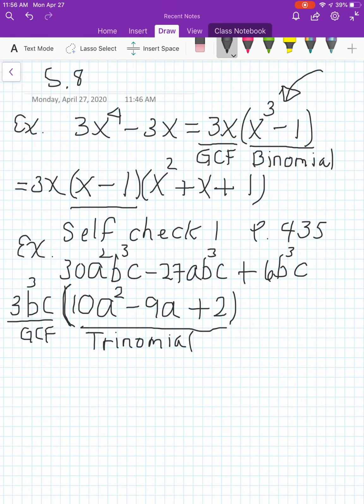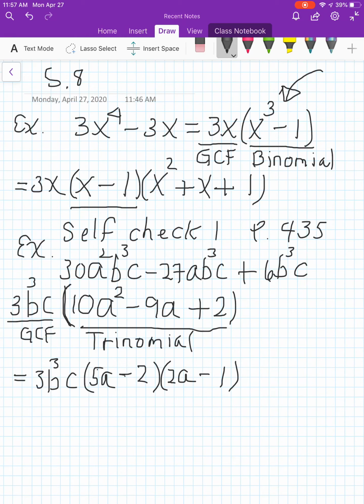To factor the trinomial, everybody knows that it's the product of 2 binomials. So let me write down the GCF first. 3b cubed c times 2 binomials. There you go. Now look at first. First is 10a squared, okay? Well, then that's going to be 5a times 2a. Okay. Look at last. Last is 2. Okay. I'm going to say this is 2, and this is a 1. And look at the middle term. The middle term is negative, so they're both negative.